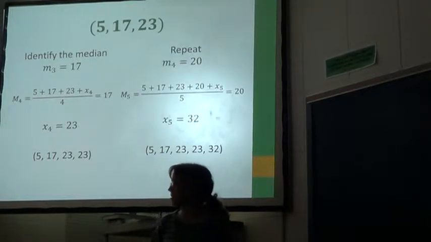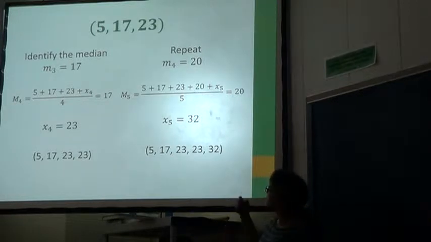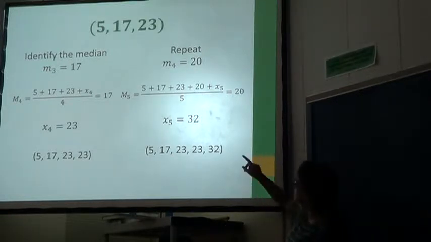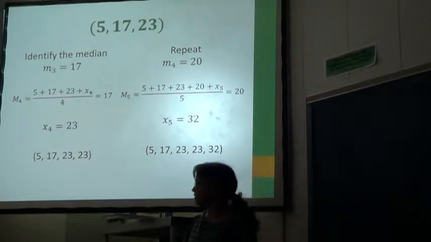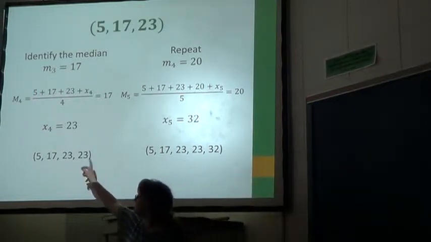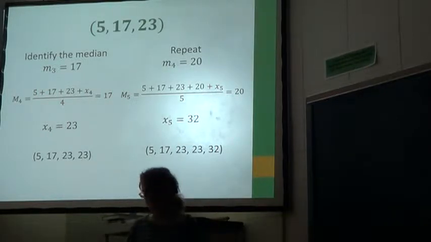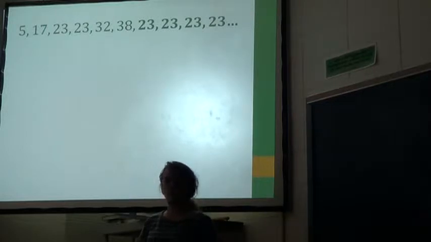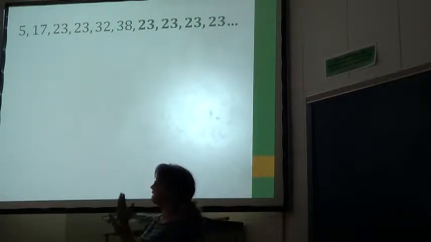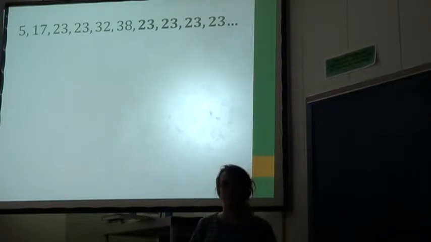We repeat this process to find the fifth element, setting the mean of the first 5 terms equal to 20, which is the median of the first 4 terms, because the median of the first 4 terms is (17 + 23) divided by 2. If we repeat this over and over, we get the sequence. Notice that we start repeating the same number, 23, infinitely.